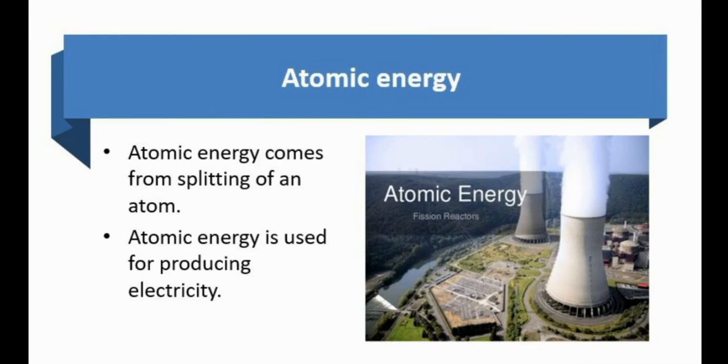The next energy is atomic energy. Atomic energy comes from the splitting of an atom. What is an atom? An atom is the smallest particle of matter. When we split the atom, atomic energy is released. Atomic energy should always be used for mankind. As we know, atomic energy can be used to make atom bombs, but it should be used for mankind, so we can use atomic energy to produce electricity.